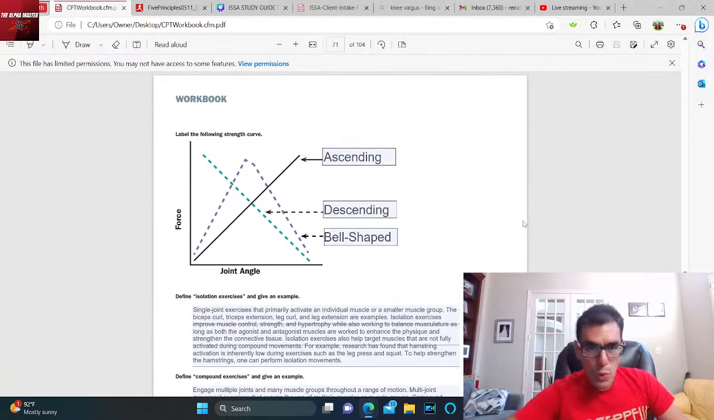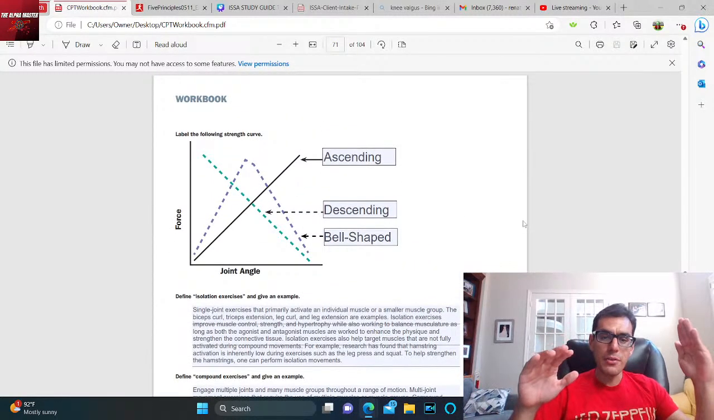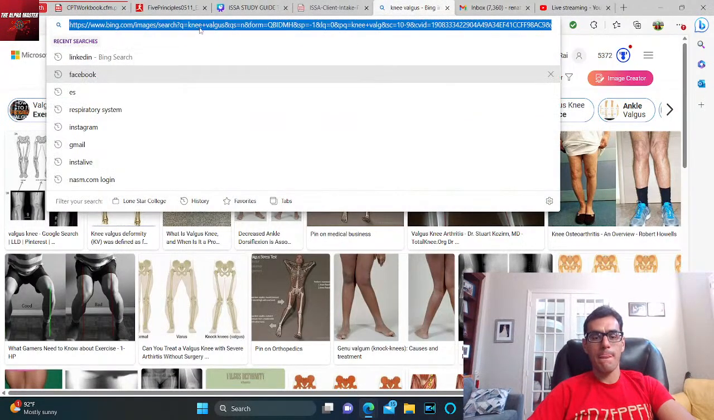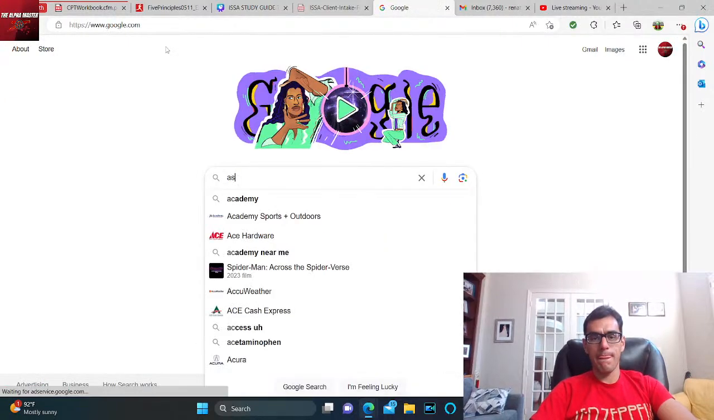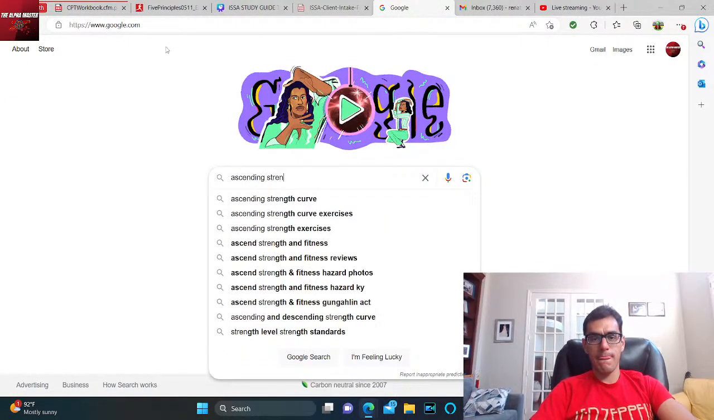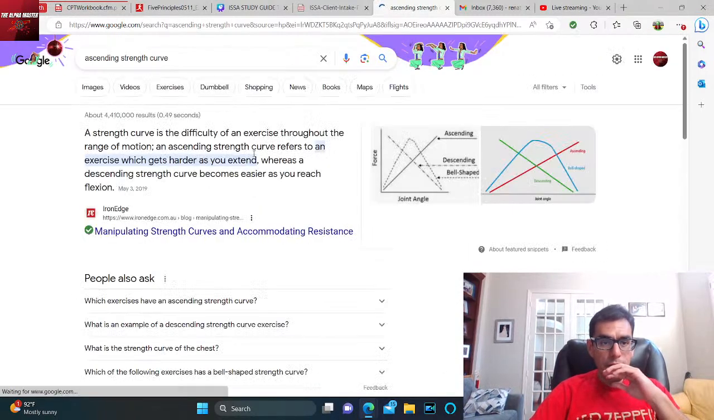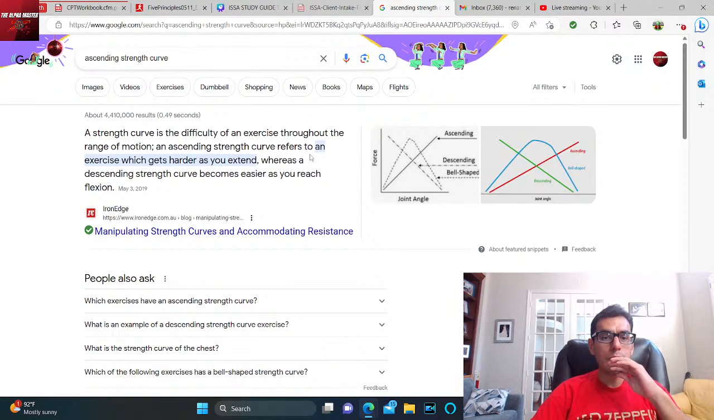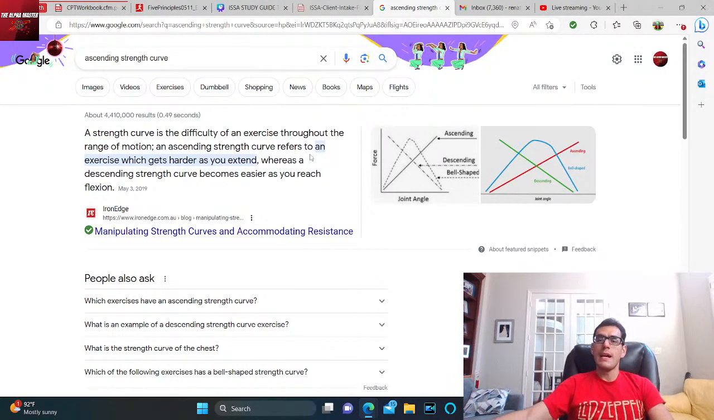Now, label the following strength curves. You have the ascending strength curve, the descending strength curve, and the bell-shaped strength curve. The ascending strength curve refers to an exercise which gets harder as you extend. The descending strength curve becomes easier as you reach flexion, as you extend.